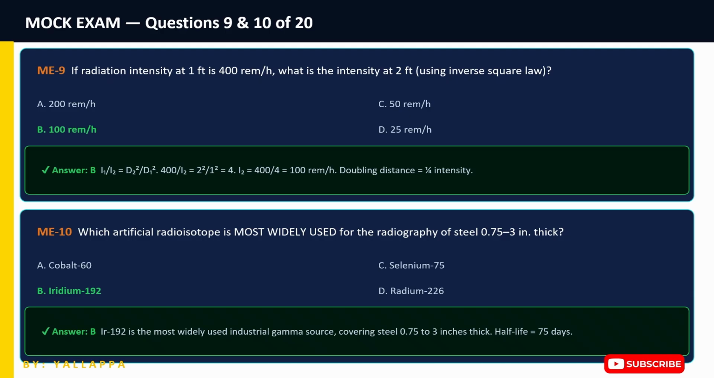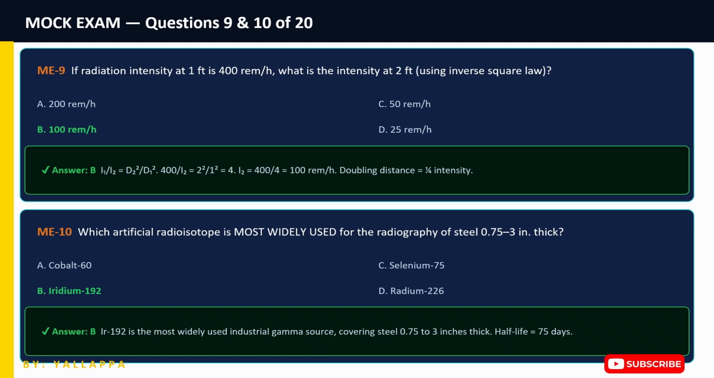Question 9 tests the inverse square law. If intensity is 400 units at 1 foot, moving to 2 feet reduces the idealized intensity to 1/4. 400 divided by 4 gives 100. The important point is not the arithmetic. It is understanding why the factor is 4. Distance is squared.